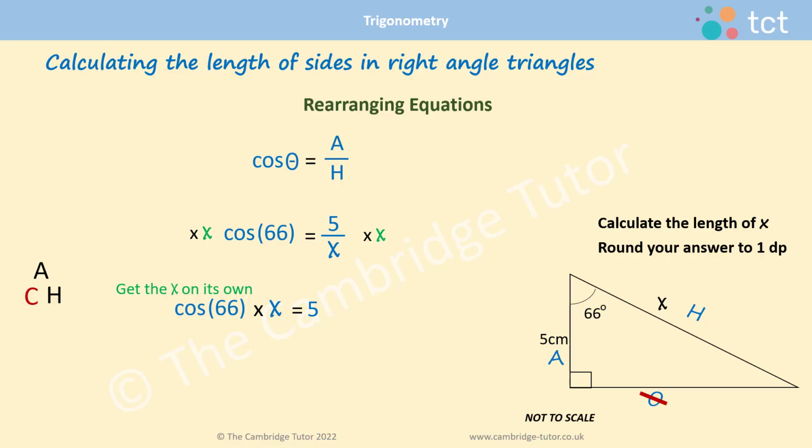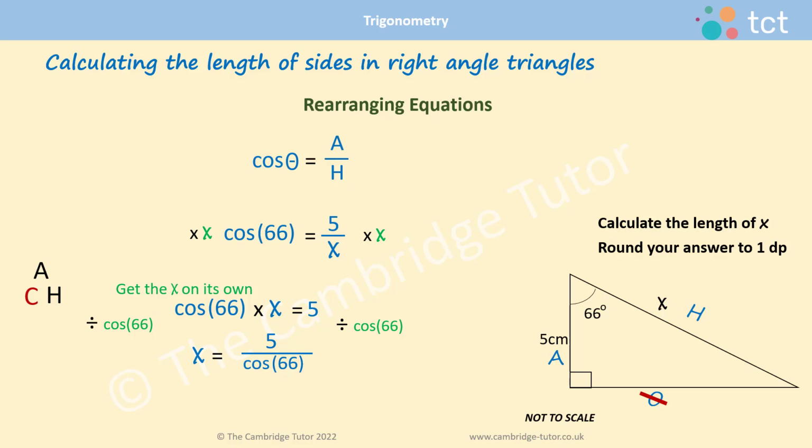Now we can get the x on its own. Because it's the cos of 66 multiplied by x, if we divide by the cos of 66, we're going to cancel that out because we're using the inverse. Divide that side by the cos of 66 and divide the other side by the cos of 66. And in the equation, we now have x on its own. It's just on the other side this time, but as long as it's on its own, that's all that matters. Now on the other side, because we've divided that 5 by the cos of 66, we write it as 5 over the cos of 66.